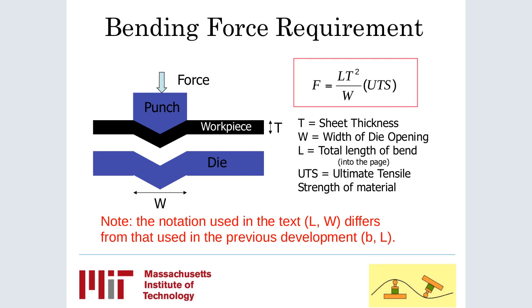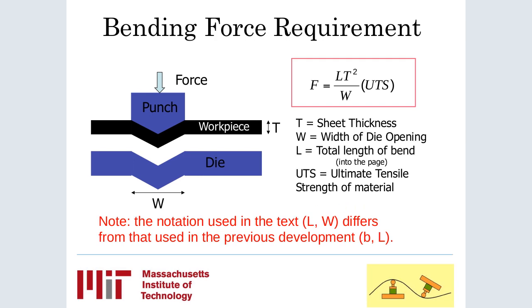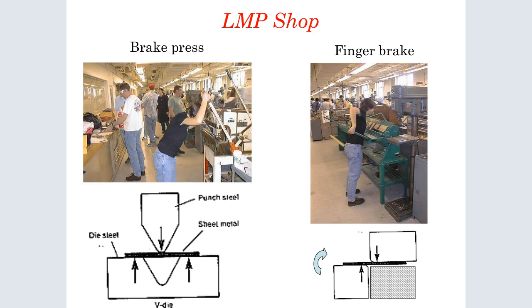You can see the width from this part to this part. And then L is the total length of the bend, and then the UTS is the ultimate tensile strength of the material. Note that the notation used in the text, that is LW, differs from that used in the previous description of BL. So we have to be very careful in marking this.